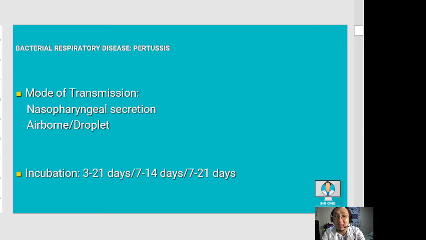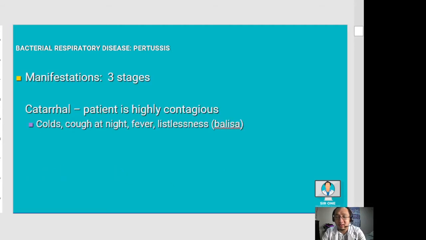Okay, mode of transmission is usually direct through respiratory droplets, and usually the reservoir or the source are humans. Okay, the manifestations of this disease are divided into 3 stages. The first stage is usually the most dangerous because it's highly contagious at this point because of the production of possible droplets from colds and cough at night, and fever and listlessness. Then cough becomes irritating and nocturnal. Okay, so it's more common at night. This is the most dangerous stage because it's highly contagious. It's most communicable. Okay, and this usually lasts for 1 to 2 weeks.